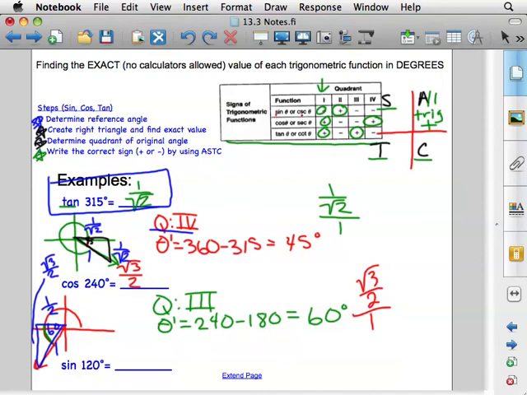Now we have to determine whether this is positive or negative. So we look at our all students take calculus. Cosine in the third quadrant: well, we're in the third quadrant, and the only one that's positive is tangent, so we realize that this needs to be a negative value. So the cosine of 240 degrees equals negative square root of 3 over 2.